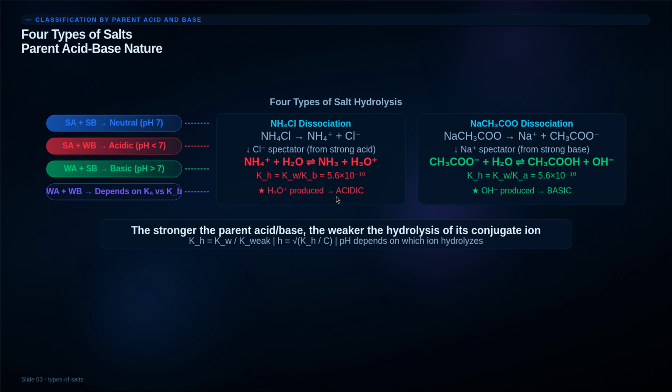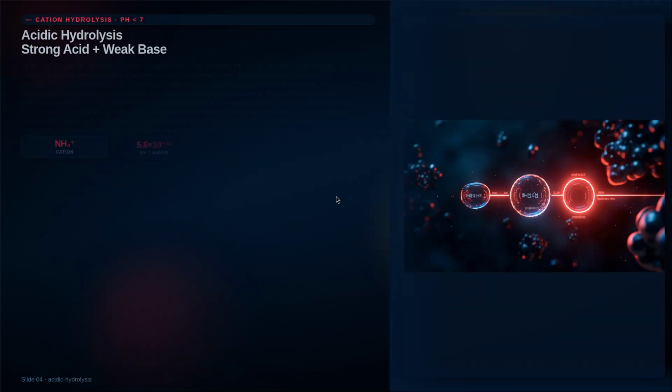Both ions hydrolyze, and the pH depends on the relative strengths of Ka and Kb. If Ka exceeds Kb, the solution is acidic. If Kb exceeds Ka, it is basic. If they are equal, the solution is neutral.